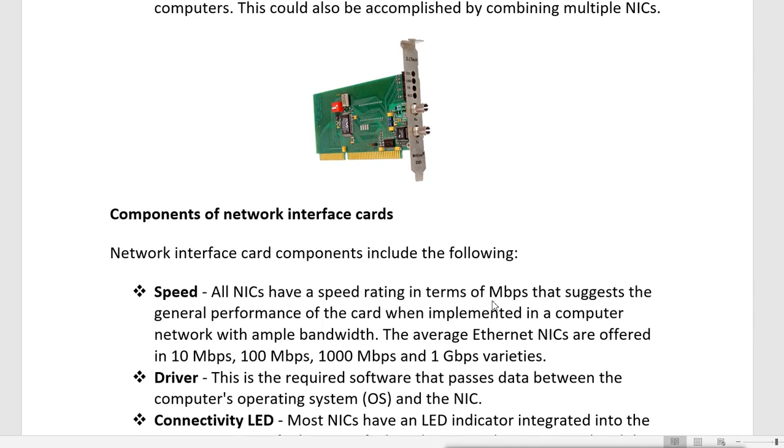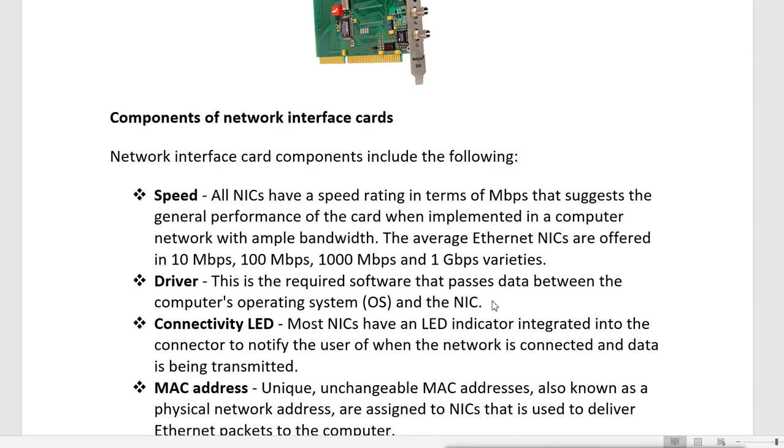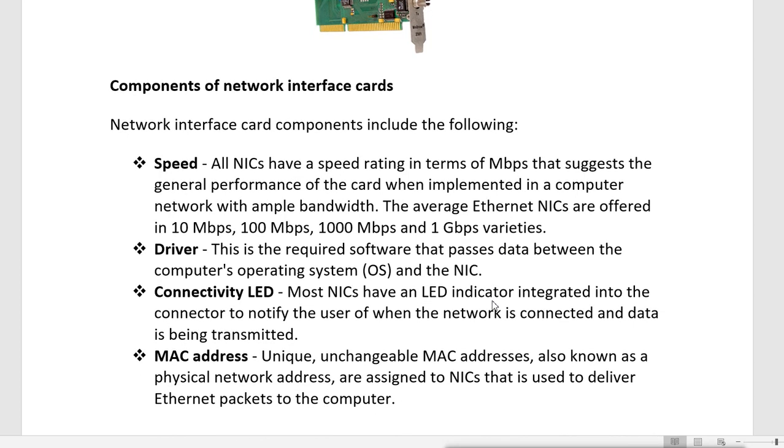Then the components of a network interface card. Network interface card components include the speed. First is speed. All NICs have a speed rating in terms of Mbps that suggests the general performance of the card when implemented in a computer network with ample bandwidth. The average Ethernet NICs are offered in 10 Mbps, 100 Mbps and 1000 Mbps, that is 1 Gbps.